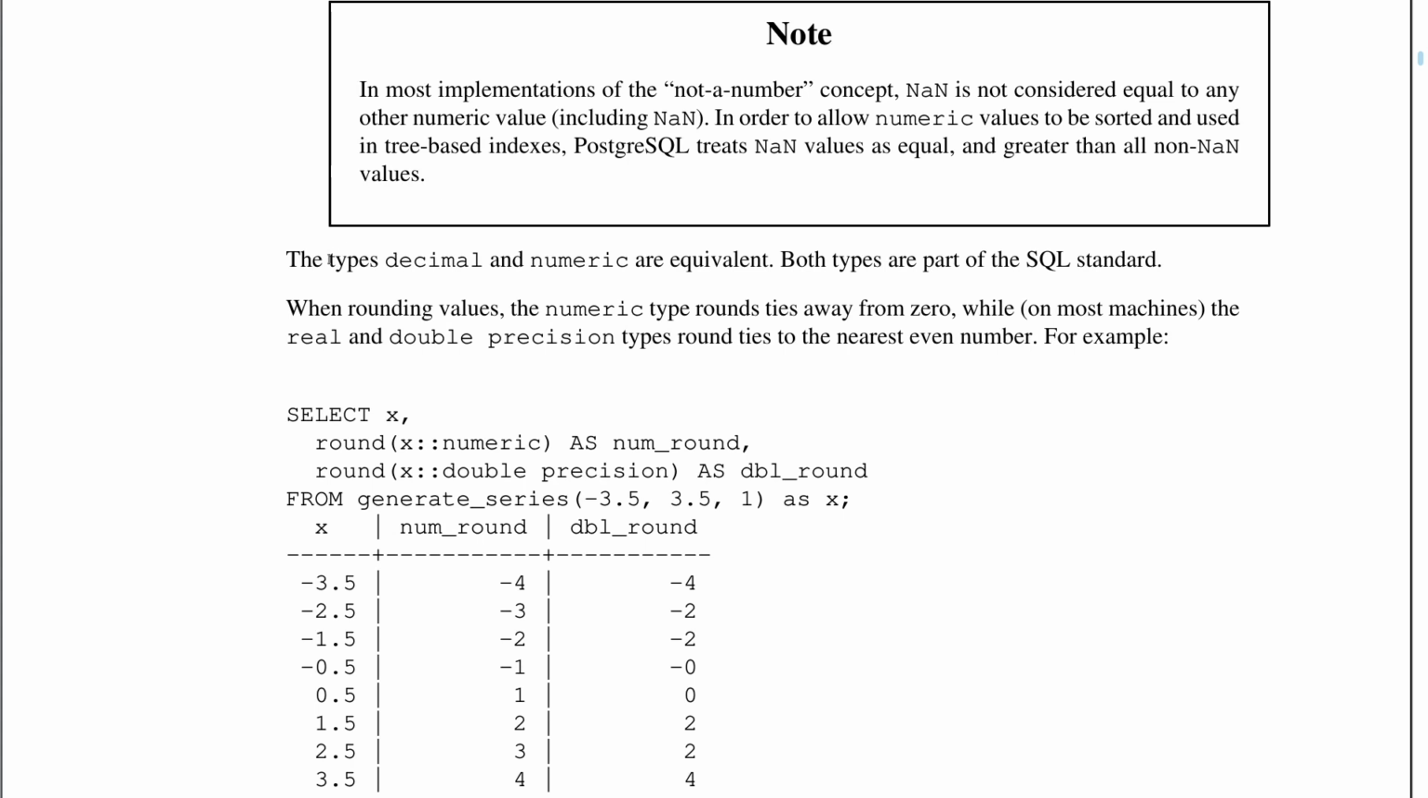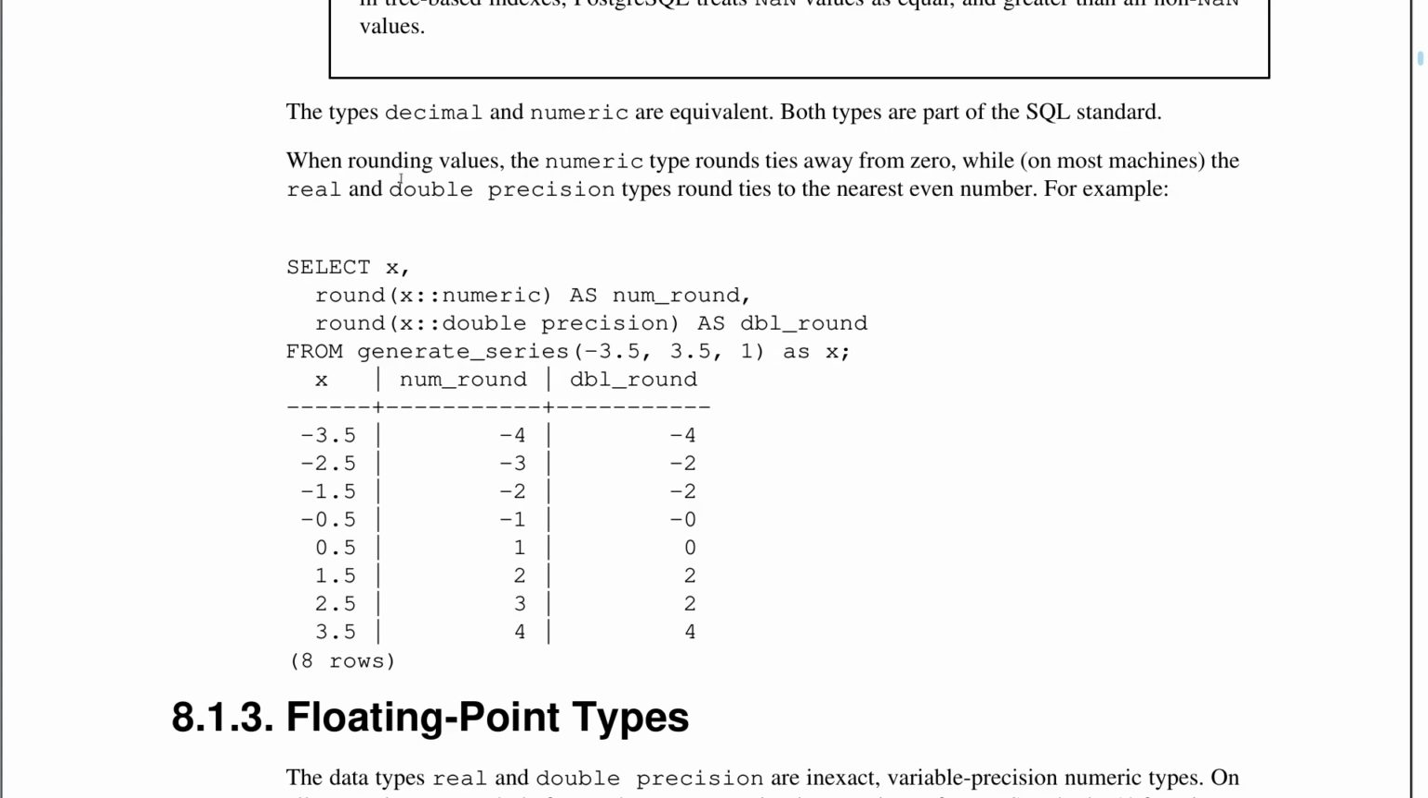Okay. The types decimal and numeric are equivalent. Both types are part of the SQL standard. When rounding values, the numeric type rounds ties away from 0, while on most machines, the real and double precision types round ties to the nearest even number.